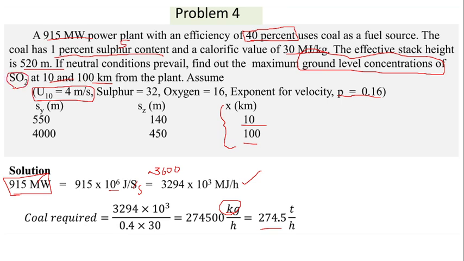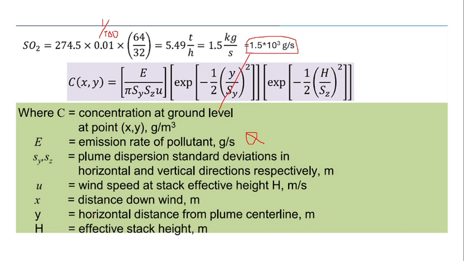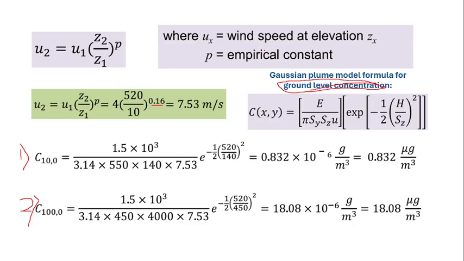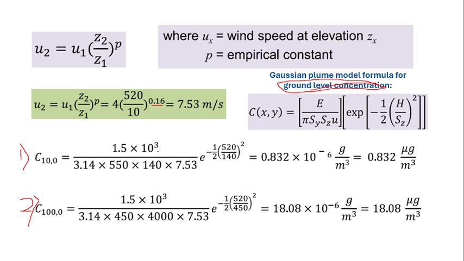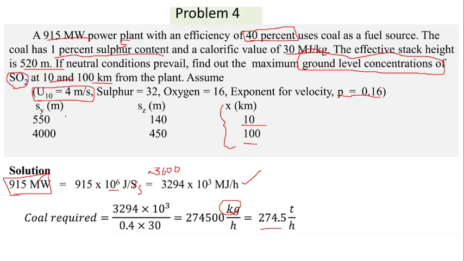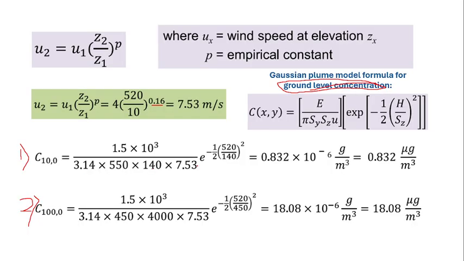At what rate is this getting emitted? For every 274.5 tons per hour of coal consumed, it is going to emit 1.5 into 10 power 3 gram of sulfur dioxide per second. So this is our rate. So we are going to substitute this SO2 emission rate here, 1.5 into 10 power 3. Next, pi value is constant, which is 3.14, into sigma y and z at 10 kilometer, which is already given as 550 and 140. So 550 into 140 into U. So the average wind velocity is 7.53 meter per second. That will be constant for both the cases.